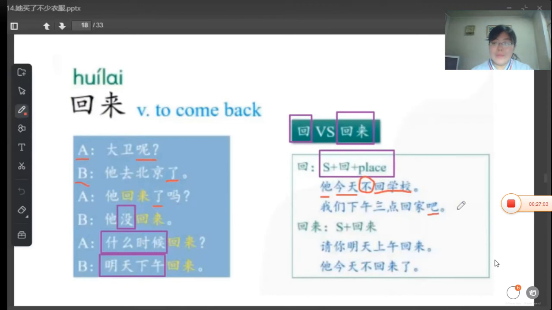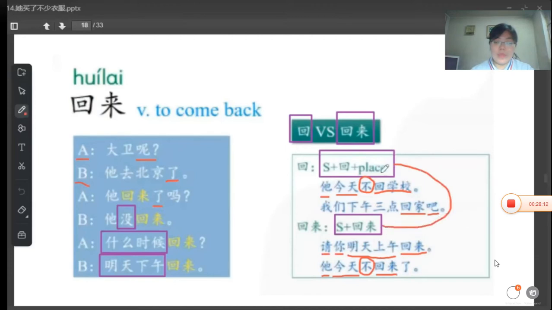So about 回, please use this rule: subject plus 回 plus place. And about 回来, we use subject plus 回来 directly. 请你明天上午回来. 明天上午 is the time word, tomorrow morning. 你 is the subject. Please, tomorrow morning you come back. 他今天不回来了. 今天 is the time word, today. 他 is the subject, he. 不 is the negative word, no or not. 他不回来. So please remember the difference: 回 is subject plus 回 plus place, and 回来 is subject plus 回来.